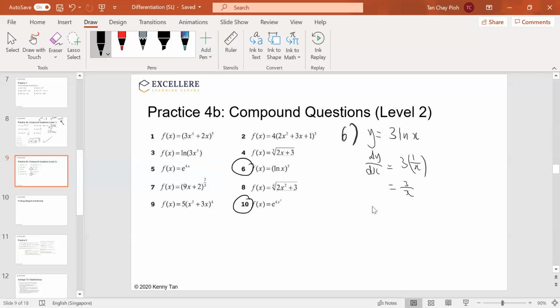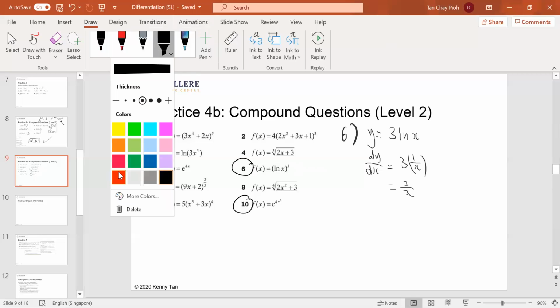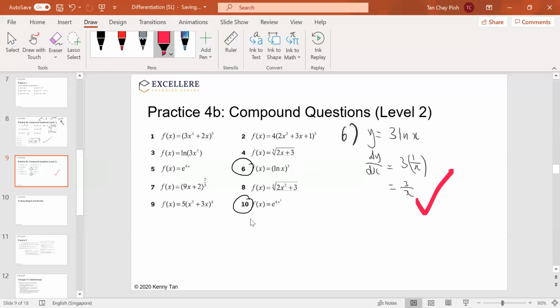Is it 3 over x? No. Okay, perfect. And then question 10. e to the 4.